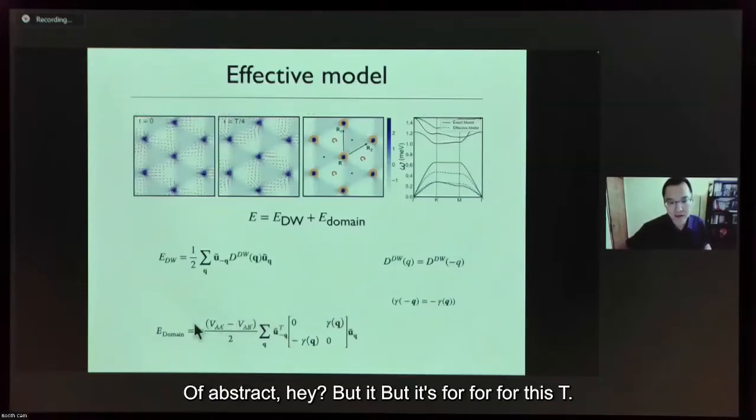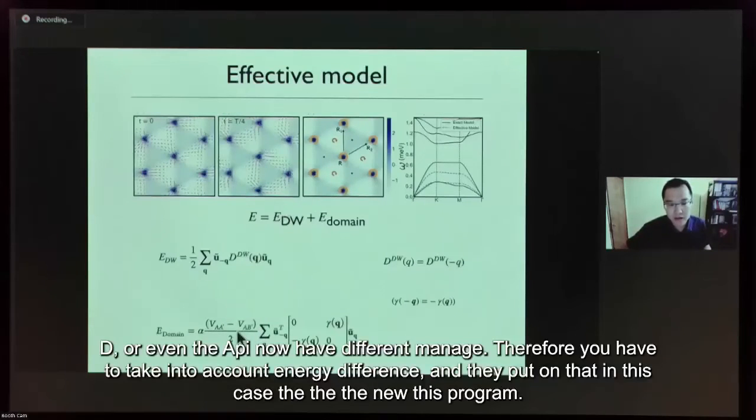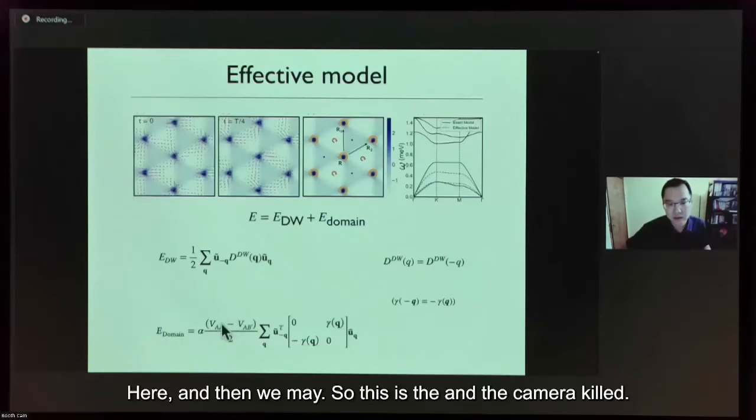And it turns out that in this case, the domain energy can be written in this formula here, and the V is the potential energy difference between the two domains. And for gamma(q), the actual form is not important, but it has this property: gamma(-q) equals minus gamma(q). We're actually breaking one symmetry.